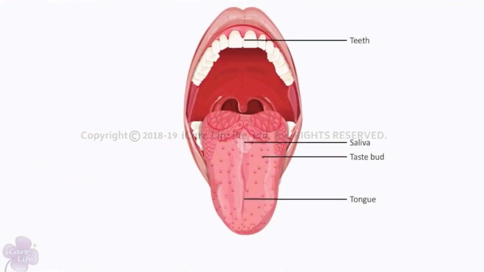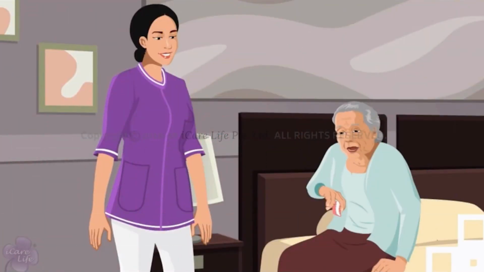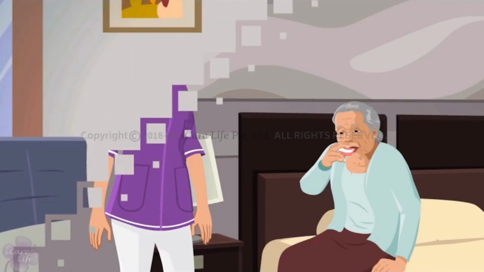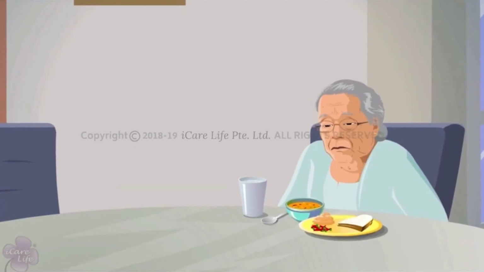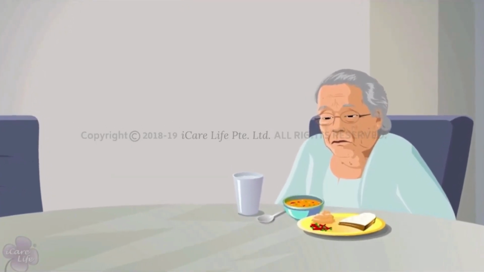Let us understand some of the changes that occur in the mouth and teeth and taste abilities. In the mouth, the amount of saliva that helps digestion decreases. There is also a gradual loss of taste buds. As a person's teeth fall, they may start to depend on dentures. All these changes have a negative impact on the person's sense of taste, appetite, and nutrition.